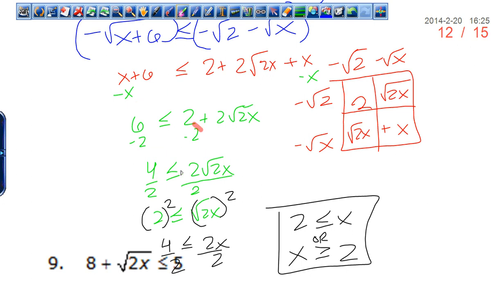Then I'm going to square both sides because I want to get rid of this square root. When I do that, then I divide by 2, and so 2 is less than or equal to x, or x is greater than or equal to 2. All right, that was tough.